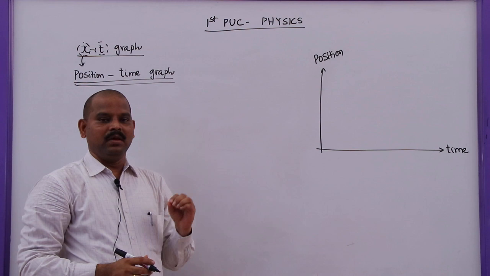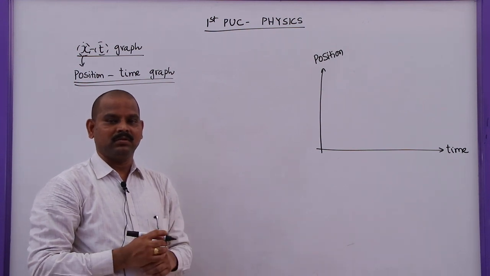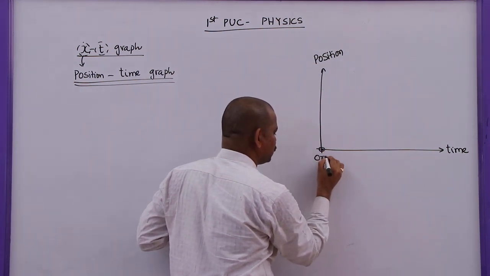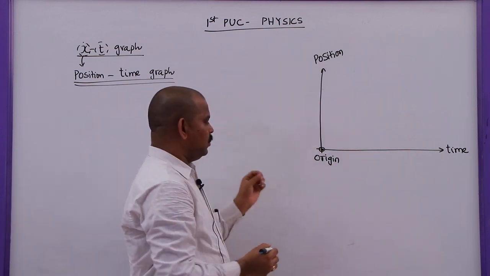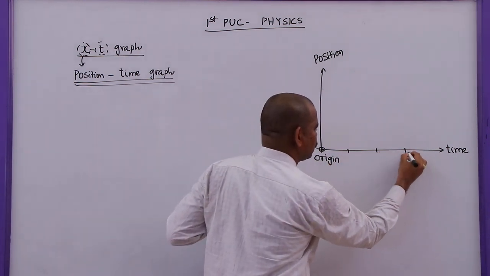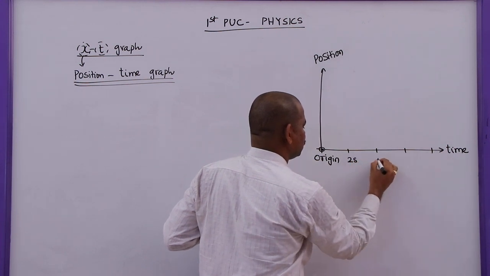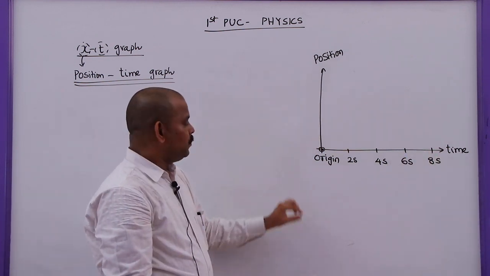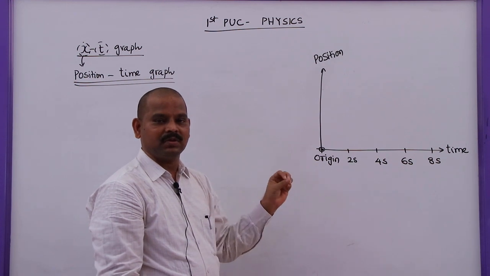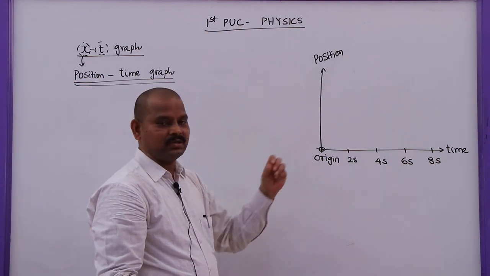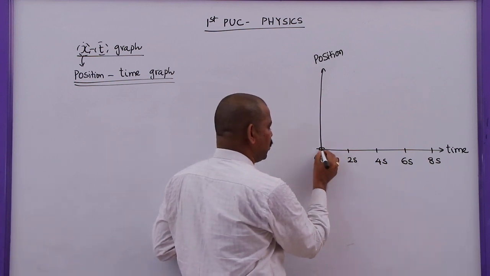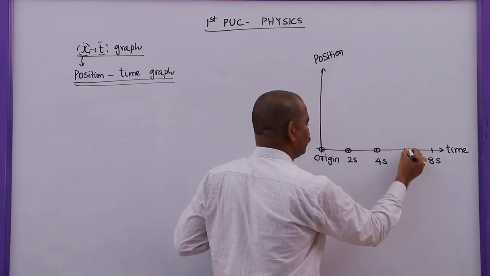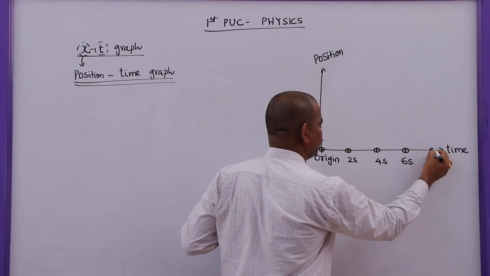So now let us say a body is initially at rest. Now let me take a body which is initially at rest at origin. So it is at origin. Now I am taking some time intervals here. These are the time intervals: 2 seconds, 4 seconds, 6 seconds, 8 seconds. If the position of the body is not changing with respect to time, then we say the body is at rest. So after 1 second, body is at origin. After 2 seconds, body is at origin. After 3 seconds, body at origin. After 4 seconds, after 5 seconds, after 6 seconds, after 8 seconds.